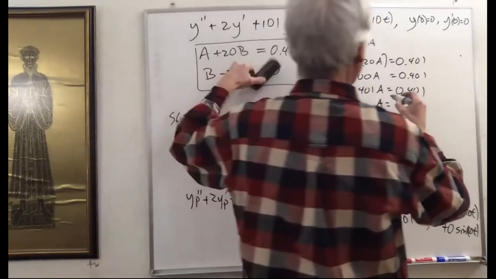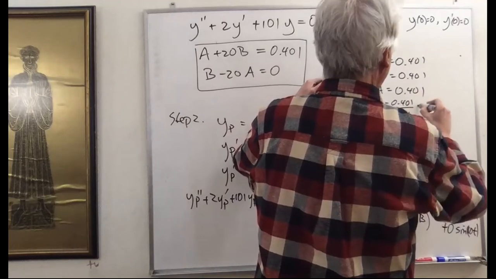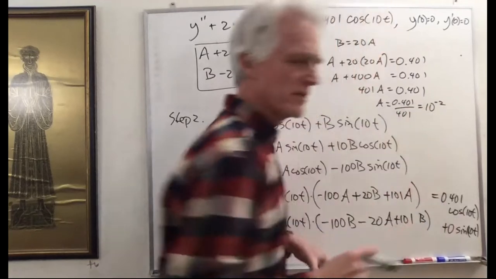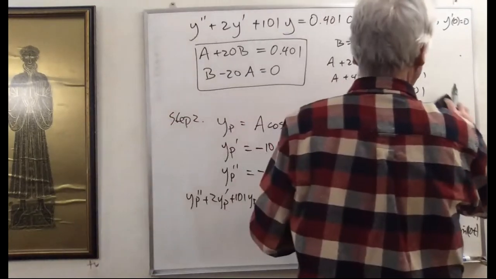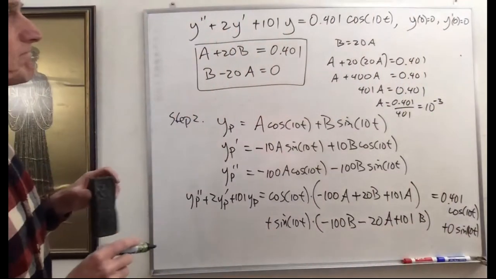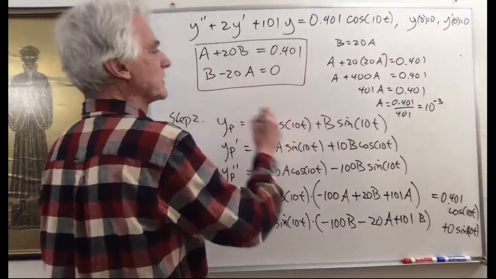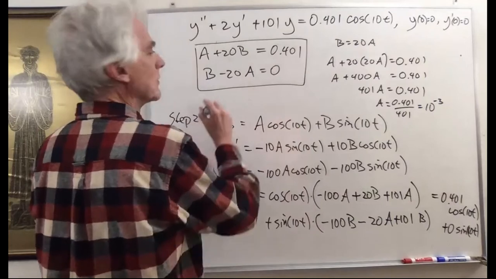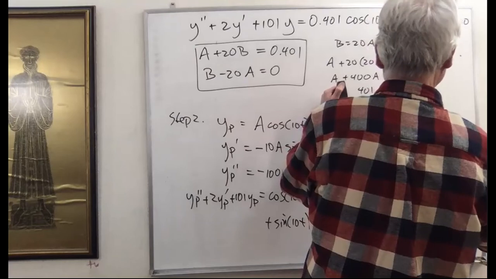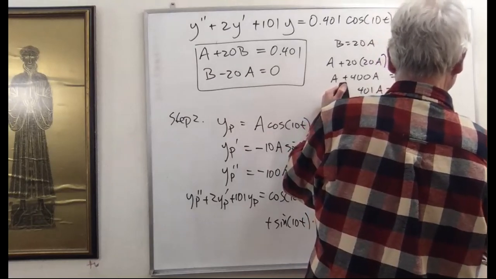a is, well, what is that? 10 to the minus 2, right? That's 10 to the minus 3, I think. Yeah, it's 10 to the minus 3. Good. And what is b? Well, b is 20 times a, which is 20 times 10 to the minus 3. That's 2 times 10 to the minus 2.